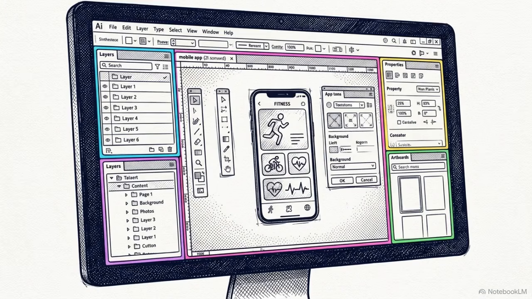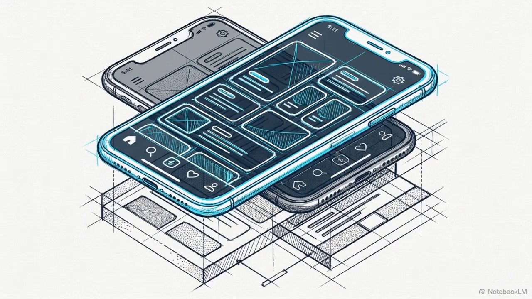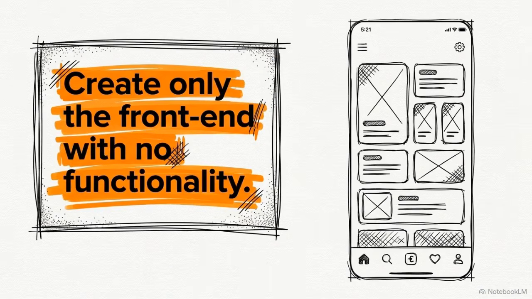We get the most accurate results from the agent by breaking the build into small, manageable components. We will start by asking the AI to build only the visual structure. Instruct the agent to create a 5-tab fitness app. Add the exact constraint, create only the front end with no functionality. We are generating mockups only.